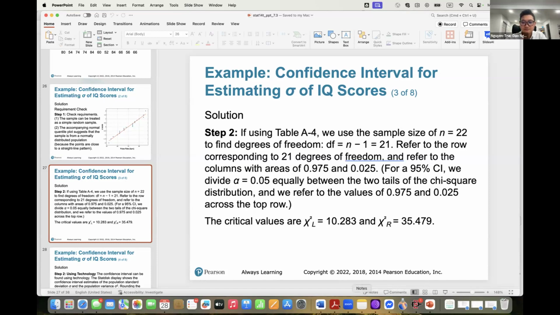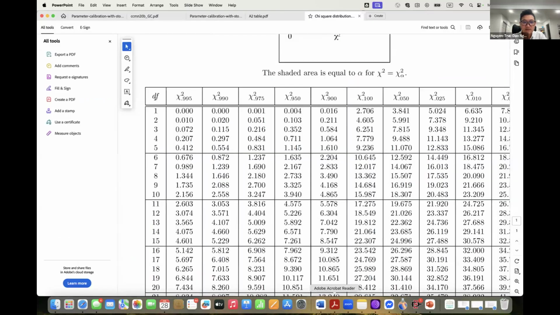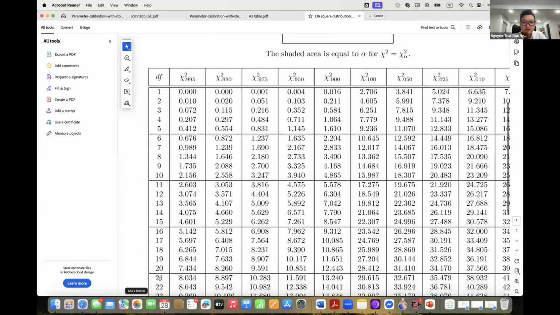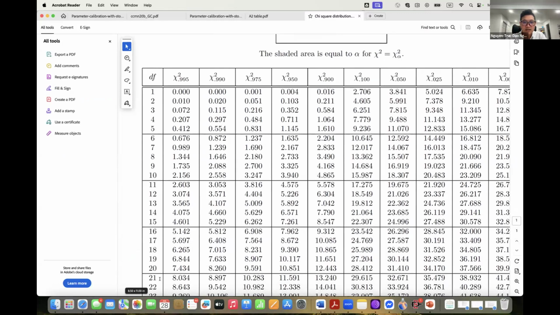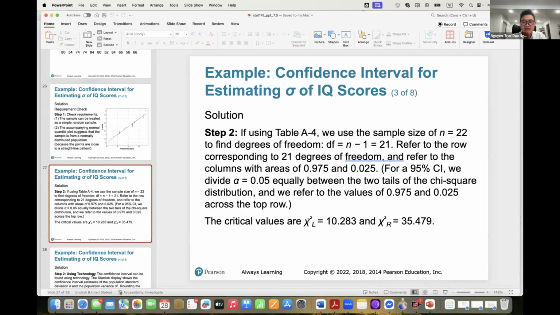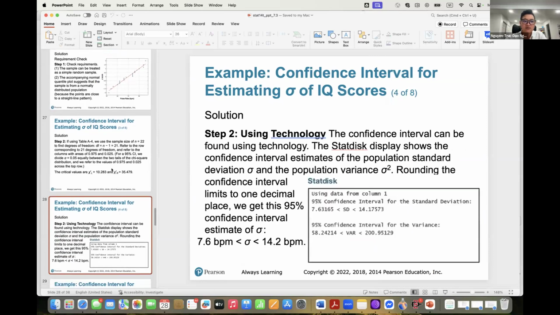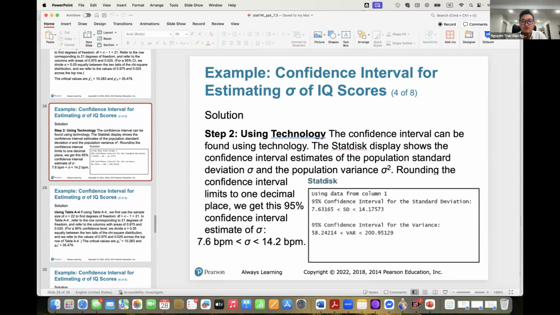So we have df 21 down here, and then chi-square at 0.975, so it's 10.283. This is the chi-square left, the left-tailed critical value, and similarly you can find the right-tailed critical value, 35.479. This is done. We are done with step number 2.